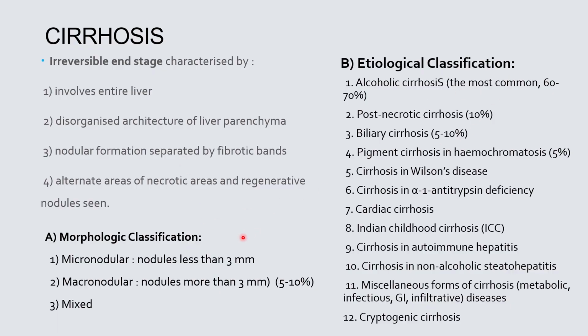The morphological classification is based on the size of the nodules. If it is less than 3 millimeters, it is called micronodular cirrhosis. If it is more than 3 millimeters, it is called macronodular cirrhosis. And if it is a mixture of both, it is called mixed cirrhosis.